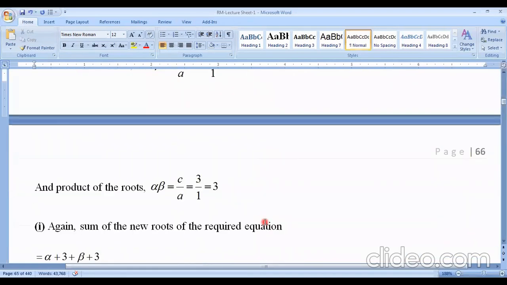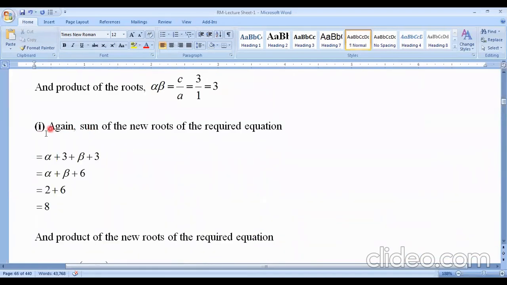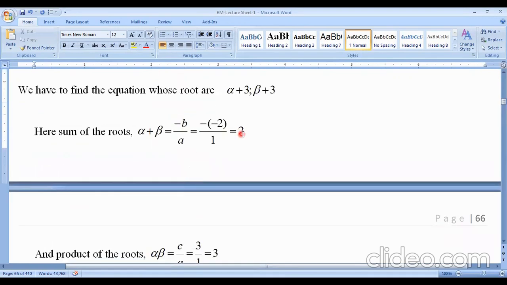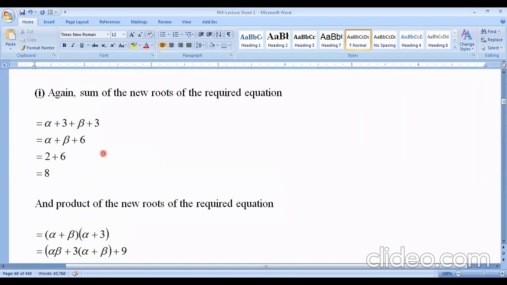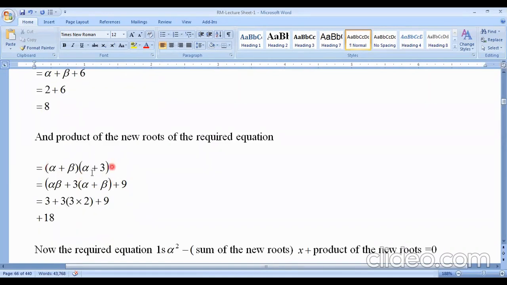Now for part 1, the sum of the new roots of the required equation is alpha plus 3 plus beta plus 3. That means alpha plus beta plus 6. Alpha plus beta was 2, so 2 plus 6 equals 8. Sum of new roots is 8.